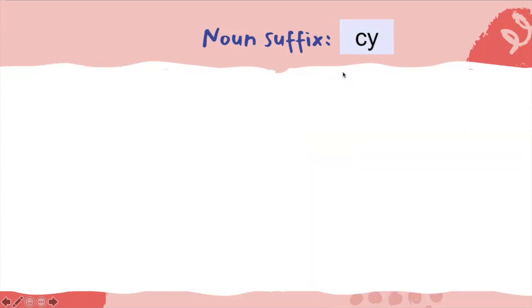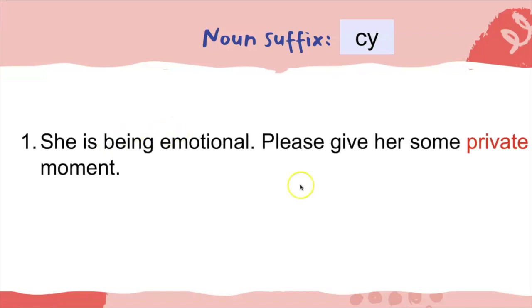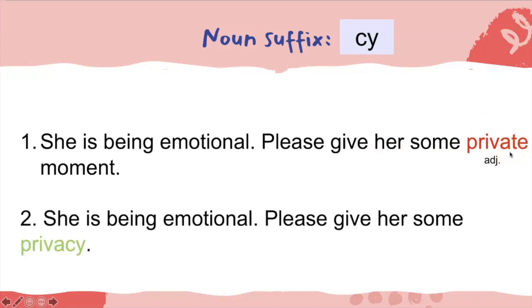Here comes another noun suffix, cy. Number 1: She is being emotional. Please give her some private moment. Private here is an adjective to describe the moment of being alone. Number 2: She is being emotional. Please give her some privacy. These two sentences are very alike to each other. But instead of having private moments, we have privacy here.